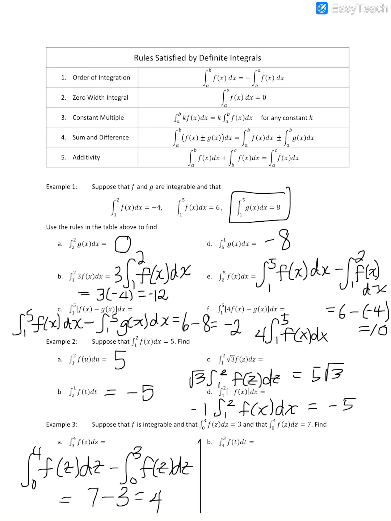And then on B, they want us to go from 4 to 3. I can actually use my answer from A. Since this is reversed, my answer instead of positive 4 will just be negative 4.